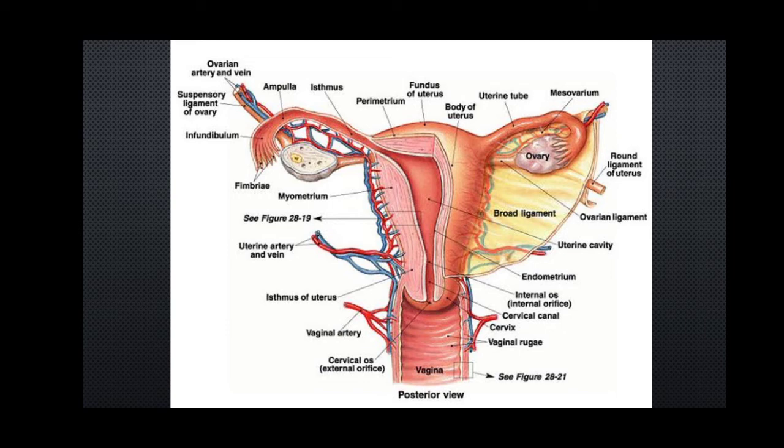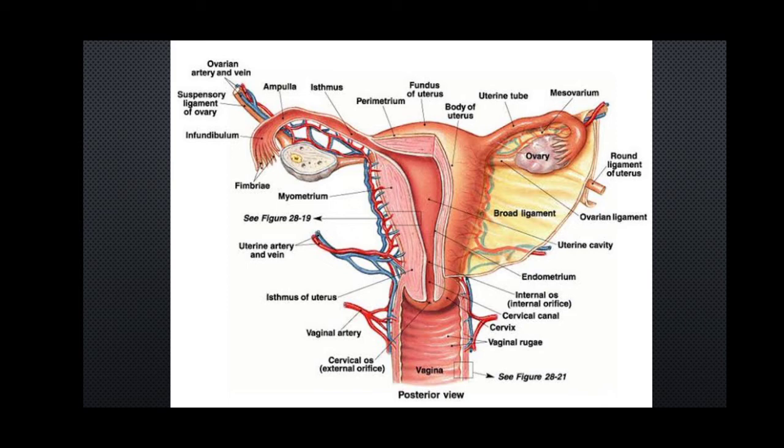Now this cervical canal widens up at the time of parturition, meaning the delivery of the child. Until that moment it remains nearly closed, and right at that particular moment it opens up, widens up, and then allows the baby to pass down.